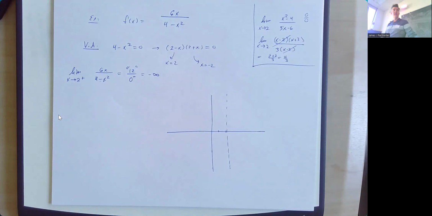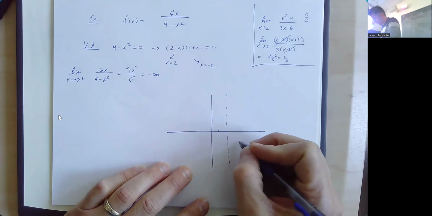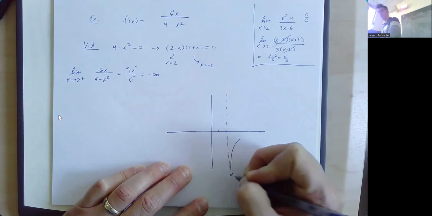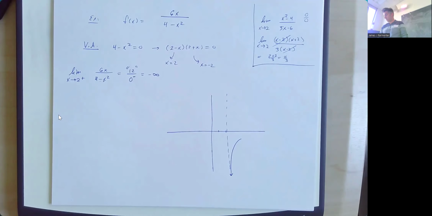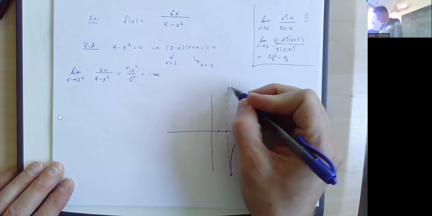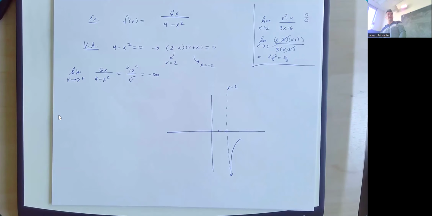So as you can see, as x gets really close to 2 from the right, the y values get very negative. So we're going down like this. Because the closer x gets to 2, the more negative y gets, at least on the right side of 2.